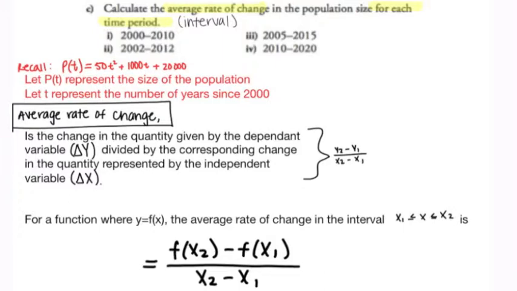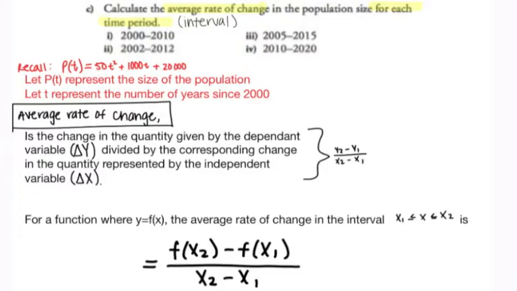It is important to understand, however, that our equation is in the form of f of x, or P of t in this case. Since we know this information, our equation changes. The textbook tells us that for a function where y equals f of x, or in this case P of t, the average rate of change in an interval, such as 2000 to 2010, is equal to f of x2 minus f of x1 over x2 minus x1.